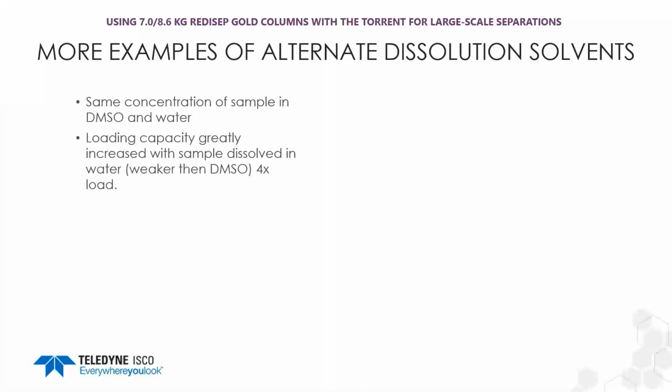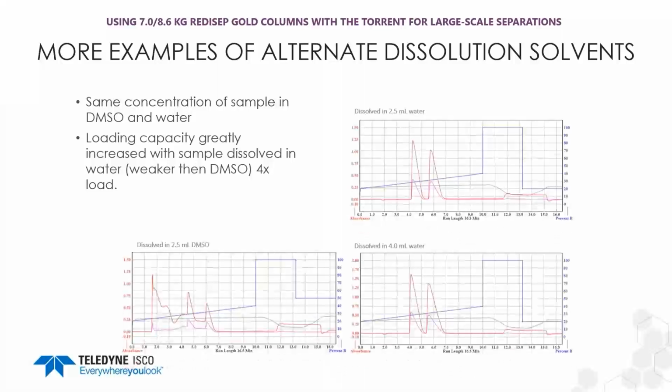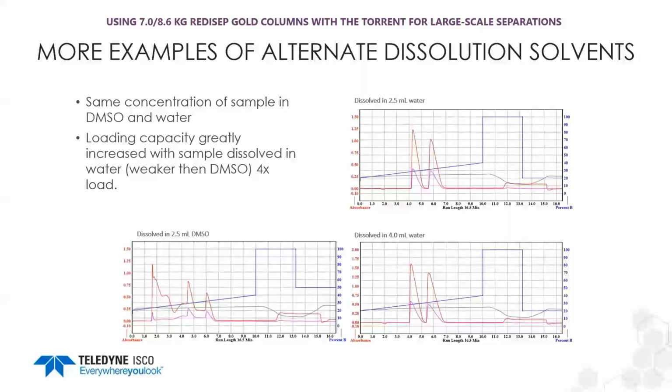So what could we do? Well, we could try a different dissolution solvent. In this case, our compound's also soluble in water. Sometimes this isn't going to be the case, but if we can choose a weaker dissolution solvent, this is a good example. We were able to dissolve it in 2.5 mils of water, and the chromatogram up on the upper right there shows that we still have baseline resolution.